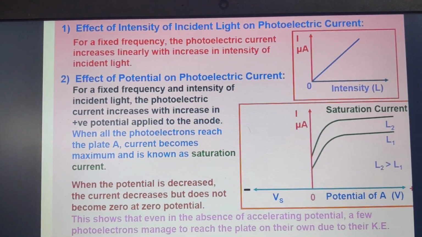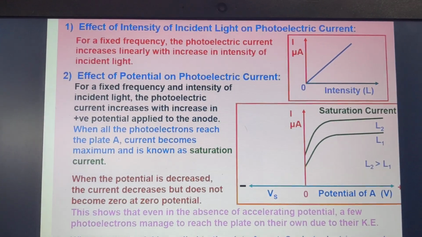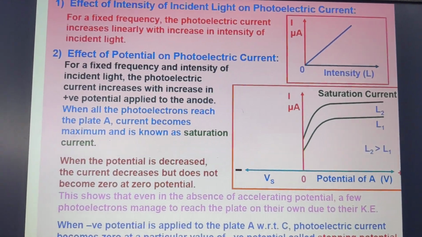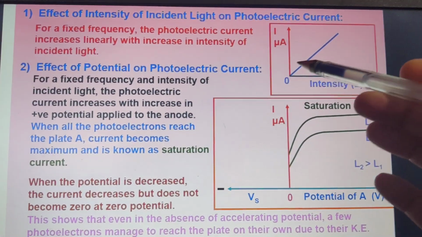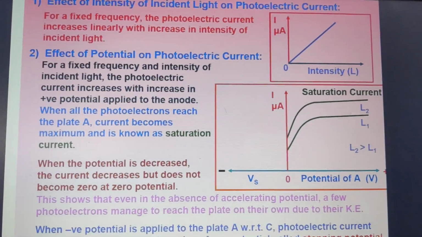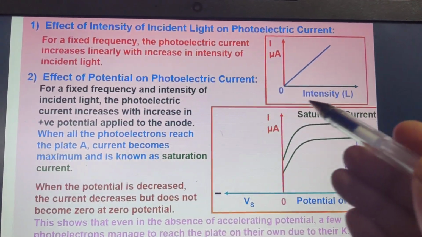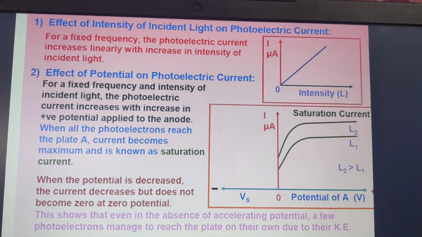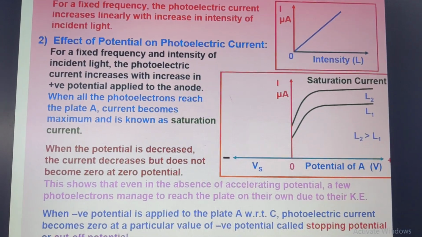So let's study the intensity versus current behavior and the potential of A versus I, which you can easily see from the slides: for a fixed frequency, the photoelectric current increases linearly with the increase in the intensity of the light. That is the linear behavior we expect from Einstein's photoelectric equation.